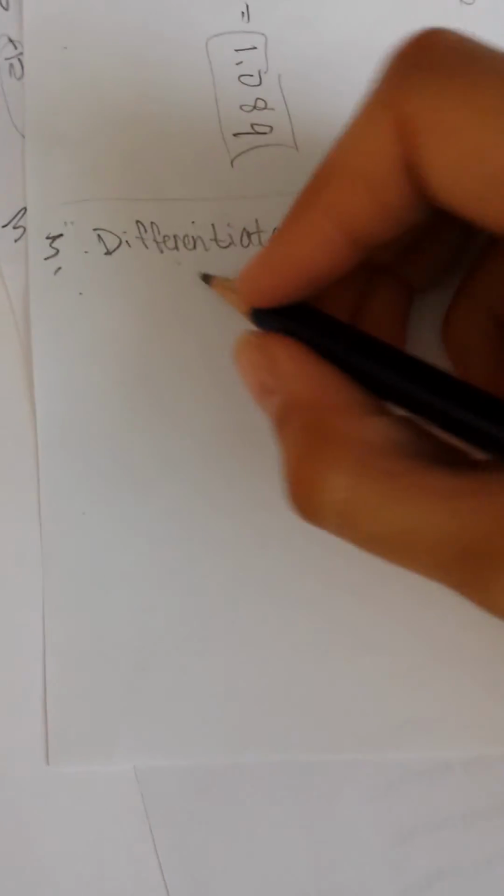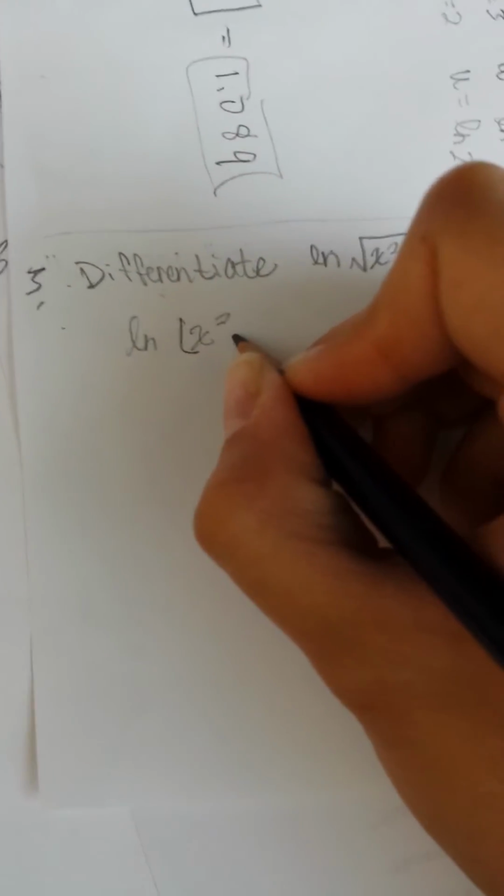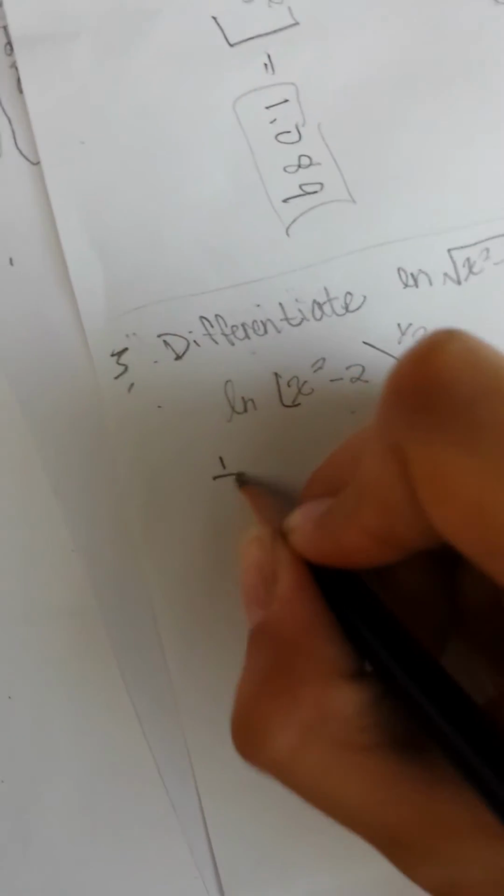Okay, so my problem number 3 is differentiate ln of x squared minus 2, square root. Okay, so what I'm going to do is rewrite this as ln of (x squared minus 2) raised to the 1/2. Okay, so you can bring this 1/2 down when you're natural logging. So you have 1/2, your y is equal to, and differentiate means take the derivative of.